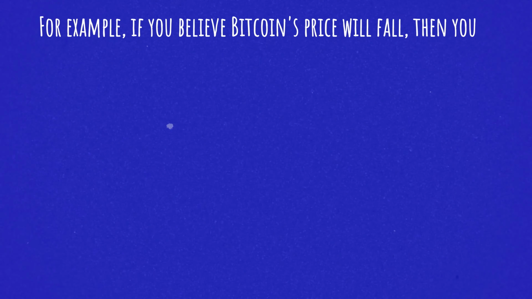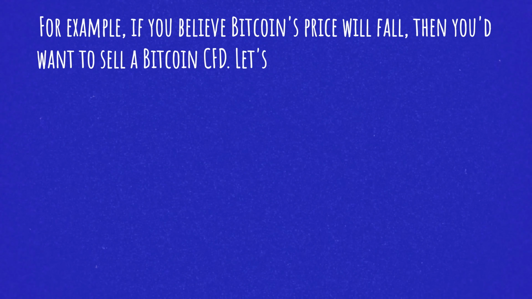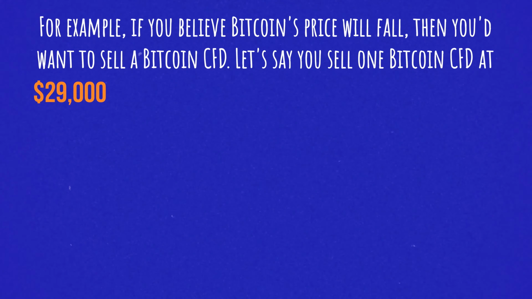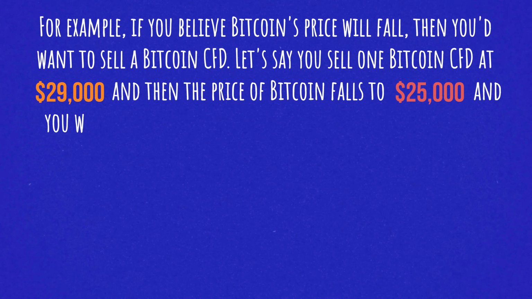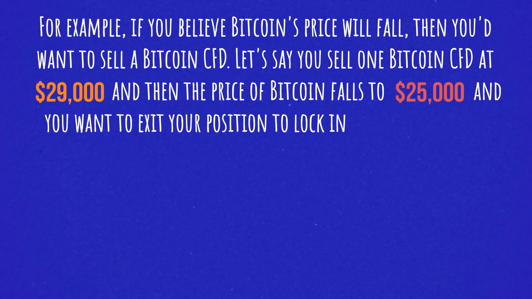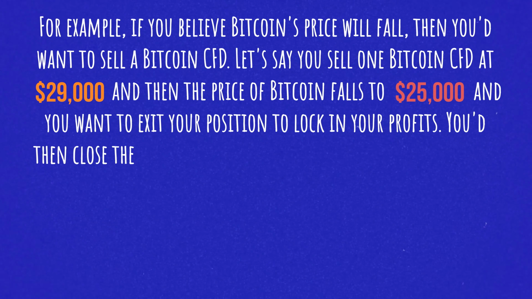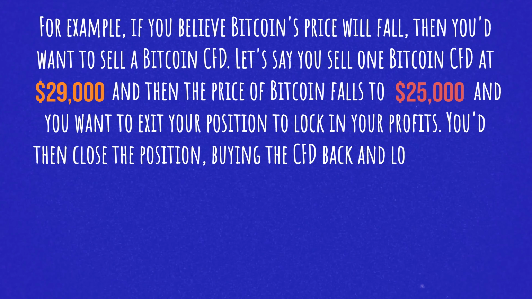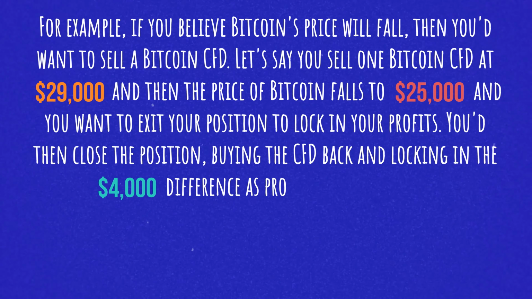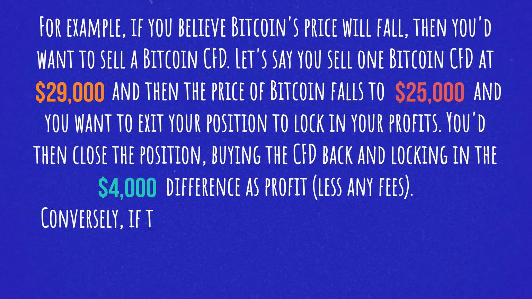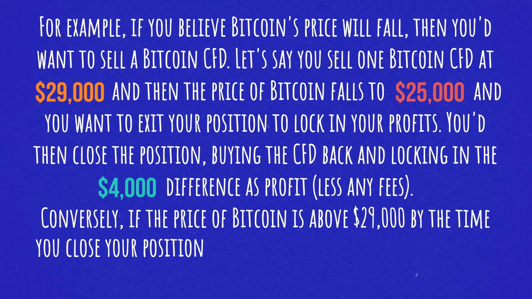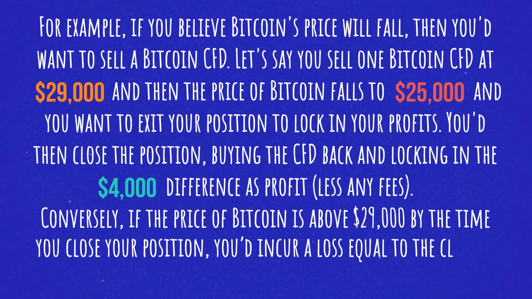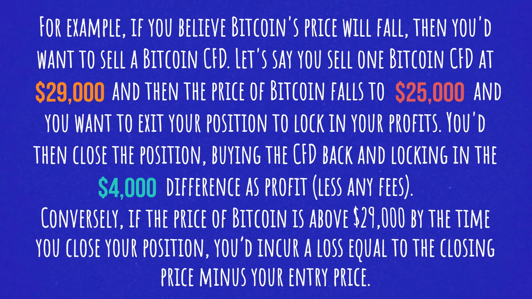So, for example, if you believe Bitcoin's price will fall, then you'd want to sell a Bitcoin CFD. Let's say that you sell one Bitcoin CFD at $29,000, and then the price of Bitcoin falls to $25,000, and you want to exit your position to lock in your profits. You then close your position, buying the CFD back and locking in the $4,000 difference as profit, and this would probably be a bit less with fees. Conversely, if the price of Bitcoin is above $29,000 by the time that you close your position, you'd incur a loss equal to the closing price minus your entry price.